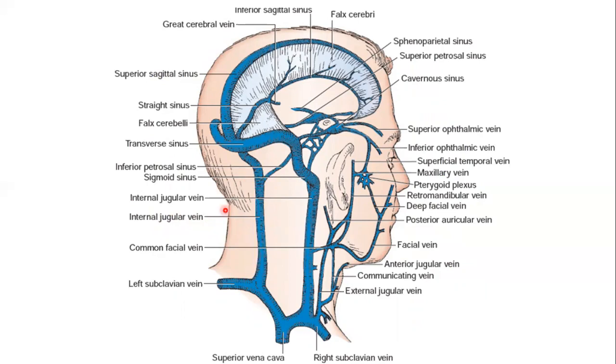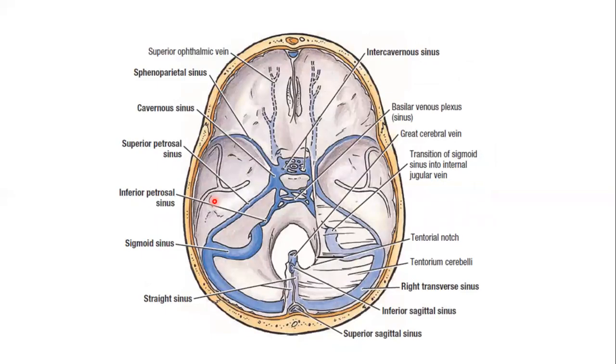Blood from all these venous sinuses is ultimately drained into this internal jugular vein. This is the ultimate site of drainage, right? So I have to point it out. And then after the sigmoid sinus, there is the sphenoparietal sinus.